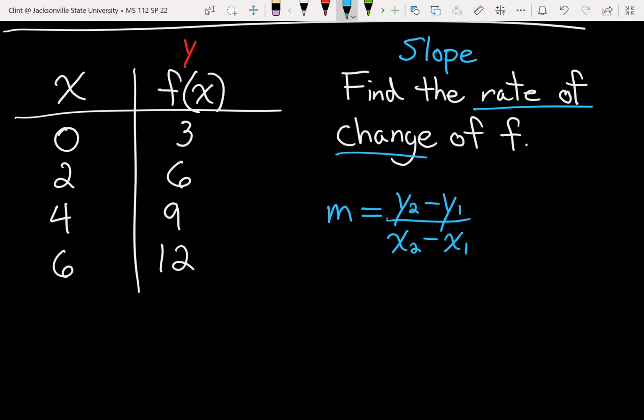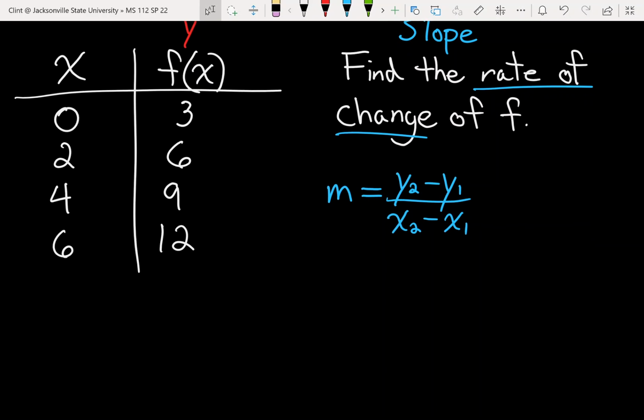Okay. So if we're going to find the rate of change or the slope of this function, what point should we use, right? So each one of these is a point on the graph. We can pick any two that we want. It's probably a good habit to label them 1 and 2, whichever two you pick, so that you don't get them switched in the middle of the problem.